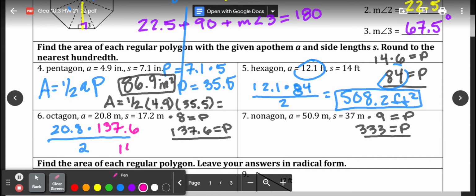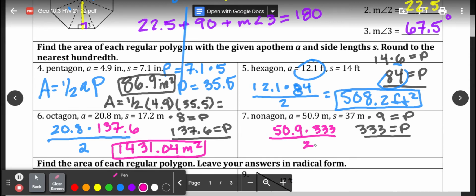So my answer should be 1,431.04 square meters. It's looking good. All right, so 50.9 times 333, and then divided by 2. That's a big number, isn't it?